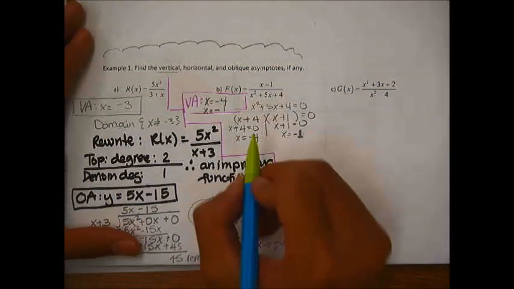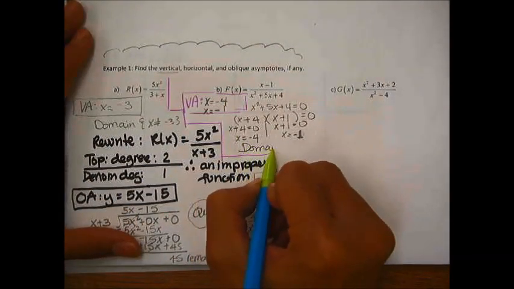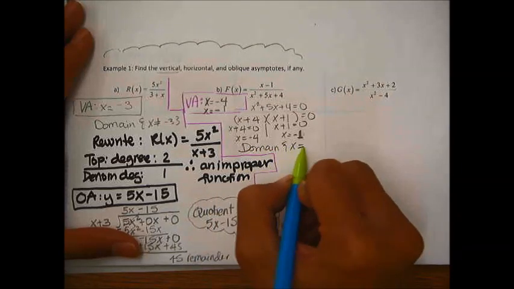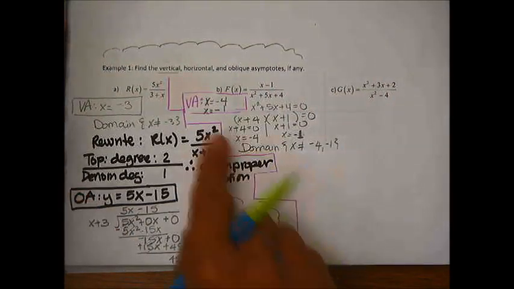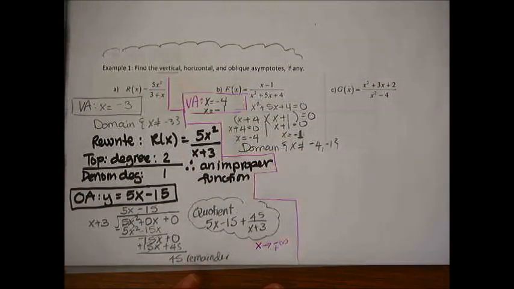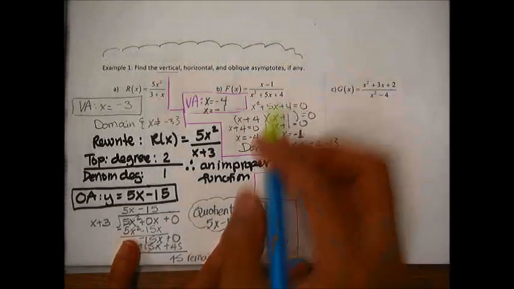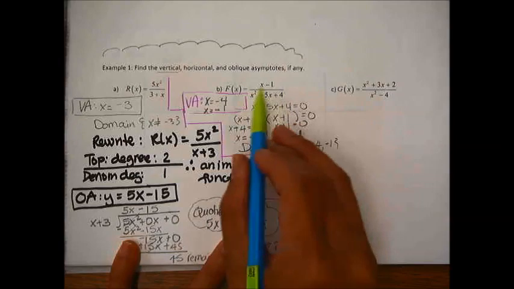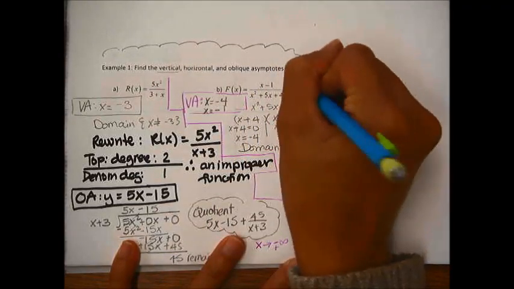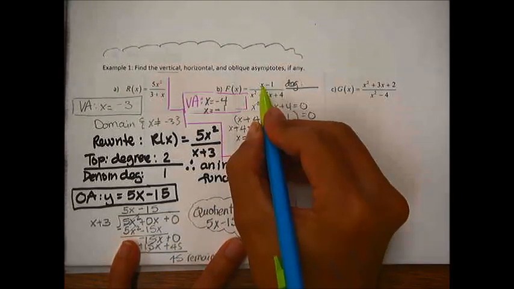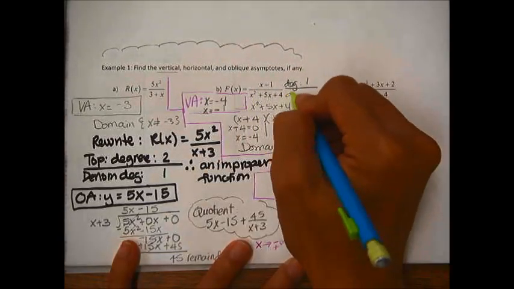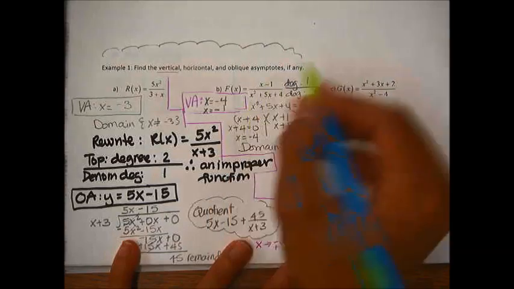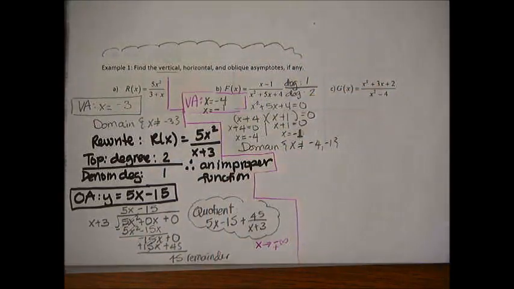Now, it doesn't ask for domain in here, but remember, the domain is completely related. The domain is x can never be negative 4 or negative 1. So notice how that's related to your VA. Now, with that said, let's see what the degree on the numerator is. Since it is already in descending order, let's just write the degree. The degree on the numerator is 1. The degree on the denominator is 2. So far so good.